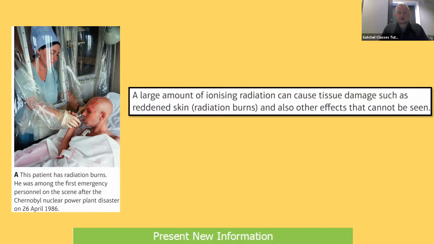The responders ran straight to the scene. They came from nearby towns and nearby cities to help with the emergency services, providing medical aid. And while running into it, they met a large amount of ionizing radiation. This patient shows signs of radiation burns, where his skin has been burned by the radiation and the radioactive particles that rested on it. A large amount of ionizing radiation can then cause tissue damage, such as reddened skin, like radiation burns, but it can also go deeper than that. It can cause effects that aren't seen to the naked eye.